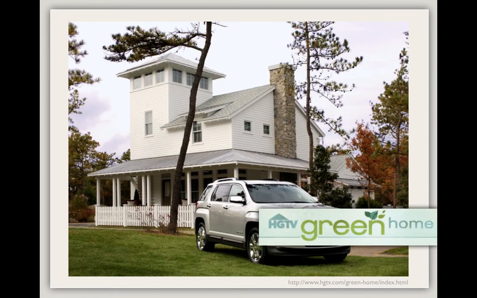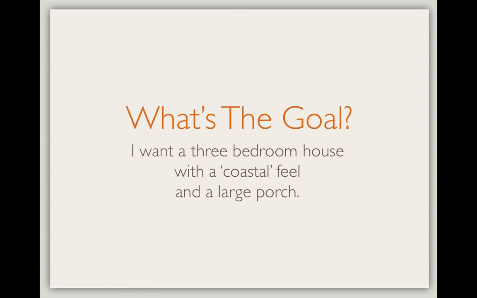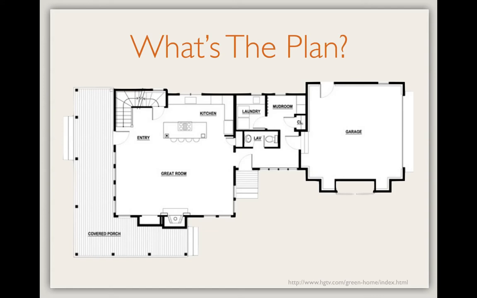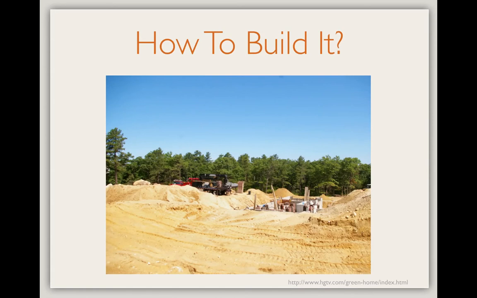As an example of what this means, you can think about architecture, how to build a house, and you sit back and say, I want a house. You're going to have to start somewhere, somehow, with a goal. I want a 3-bedroom house with a coastal feel and maybe a large porch. That would be very, very nice. But at some point, you have to have a plan. And after that, you have to think about the visual style, how things look. And usually, at some point, you have to build it.